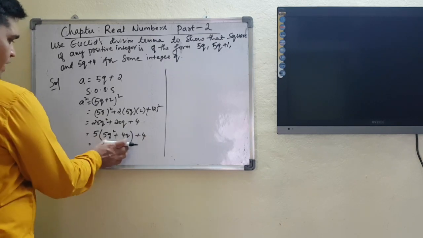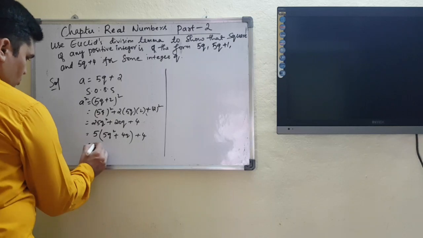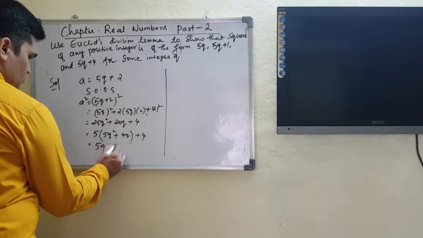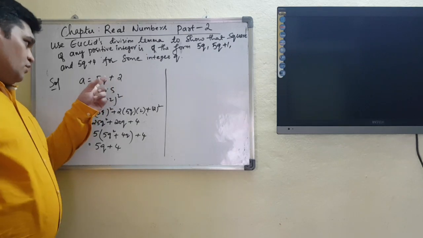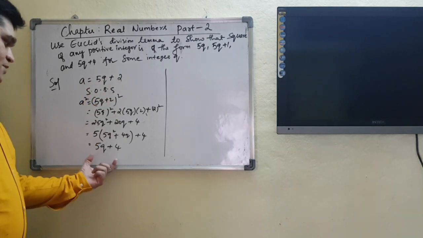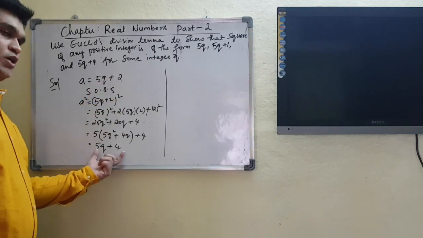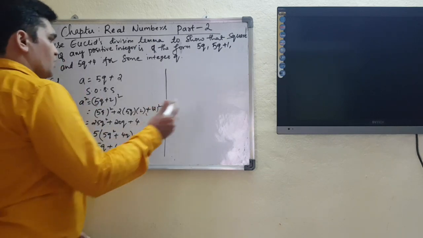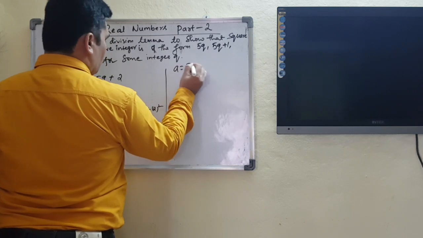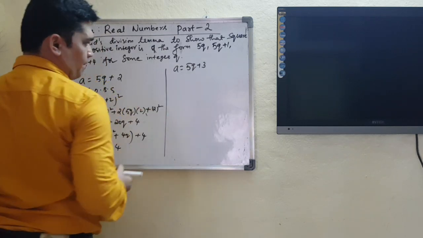Now considering the same bracket term as some integer q, so I am going to write it as 5q plus 4. Is it again 5q square, 5q plus 2 is in the square form, it is 5q plus 4. Is it over there in the question? Yes. Next, continue. A equal to 5q plus 3.